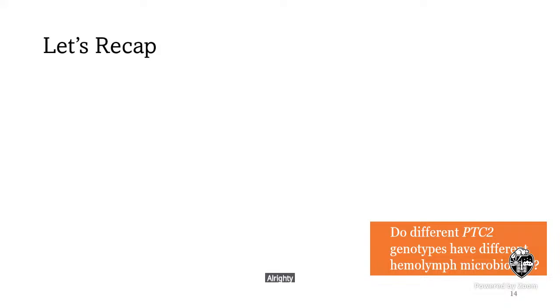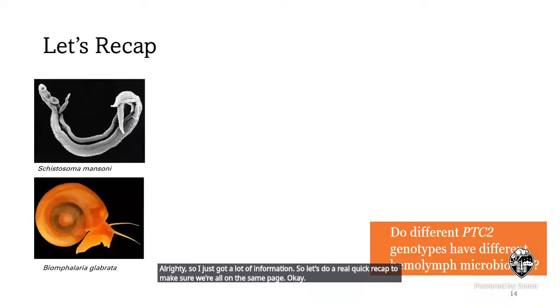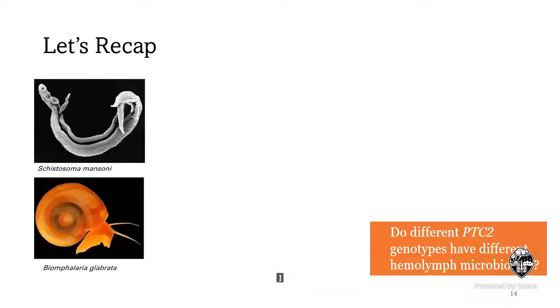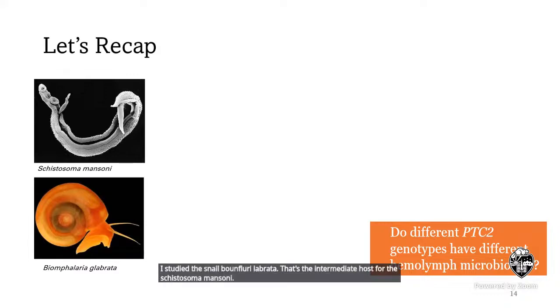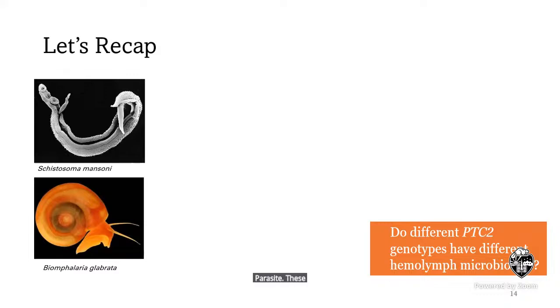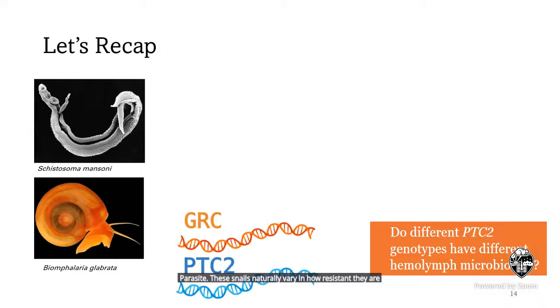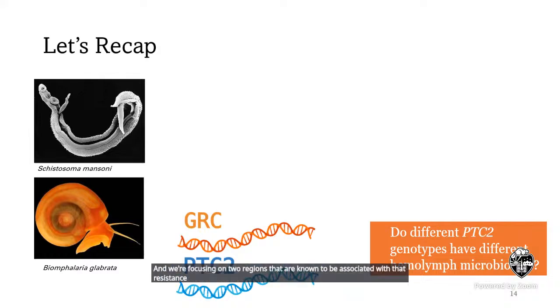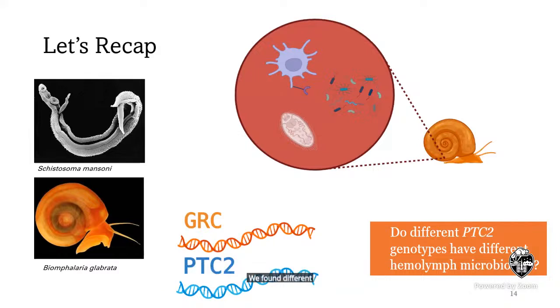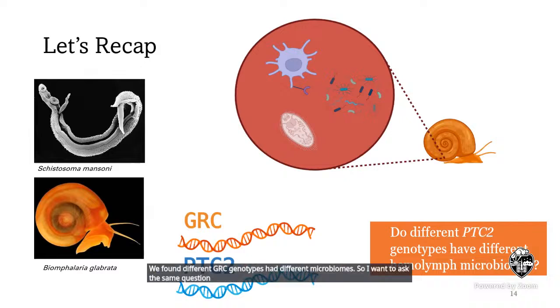Alrighty, so I just covered a lot of information, so let's do a real quick recap to make sure we're all on the same page. I studied the snail Biomphalaria glabrata, that's the intermediate host for the Schistosoma mansoni parasite. These snails naturally vary in how resistant they are to parasite infection, and we're focusing on two regions that are known to be associated with that resistance to parasite infection. We found different GRC genotypes had different microbiomes, so I want to ask the same question: do the different PTC2 genotypes have different microbiomes in their hemolymph tissue?